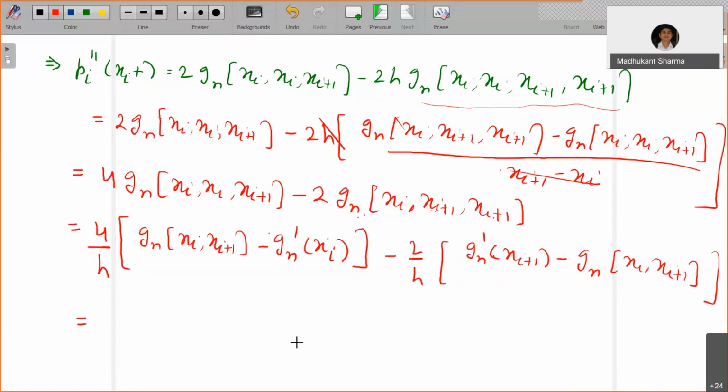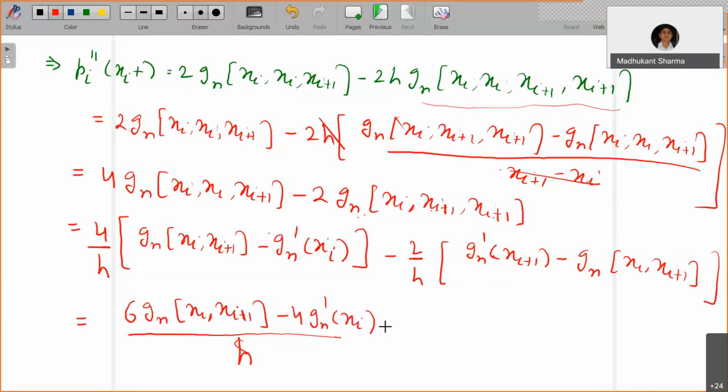Now if you further simplify, this is 4 by h gn, this is minus minus plus 2 by h, so 6 by h. So h is the denominator, so you have 6 times gn[xi, xi plus 1] minus 4 times gn dash at xi minus 2 times gn dash at xi plus 1. So this is going to be pi double dash at xi plus. Still you can simplify gn[xi, xi plus 1], that we are going to do later on.